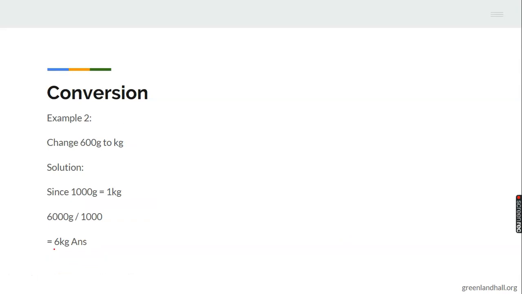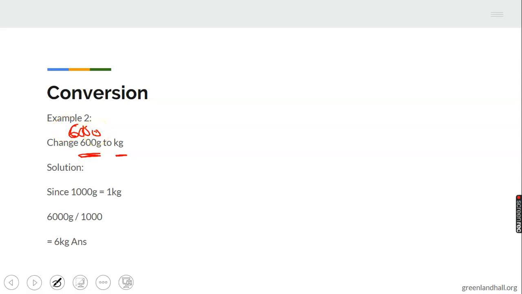So this one. Change 600 gram to kilogram. And of course, it is 1,000. Oh, this is supposed to be 6,000. It is 1,000 grams that make 1 kilogram. This is 6,000, not 600. Okay, it is 1,000 gram that makes 1 kilogram.